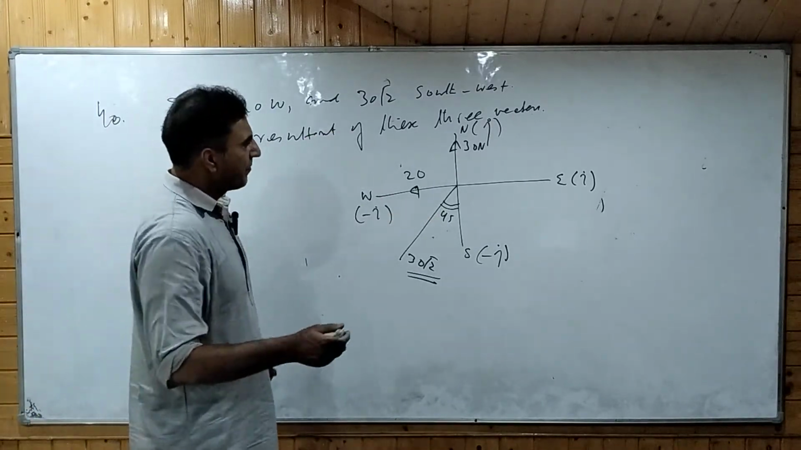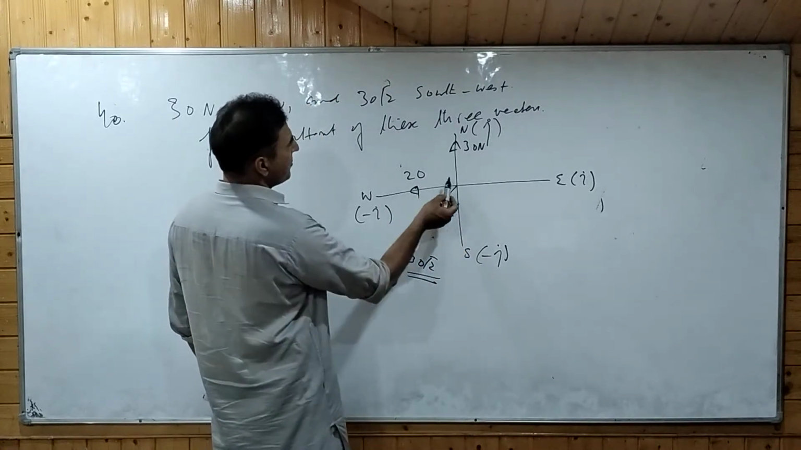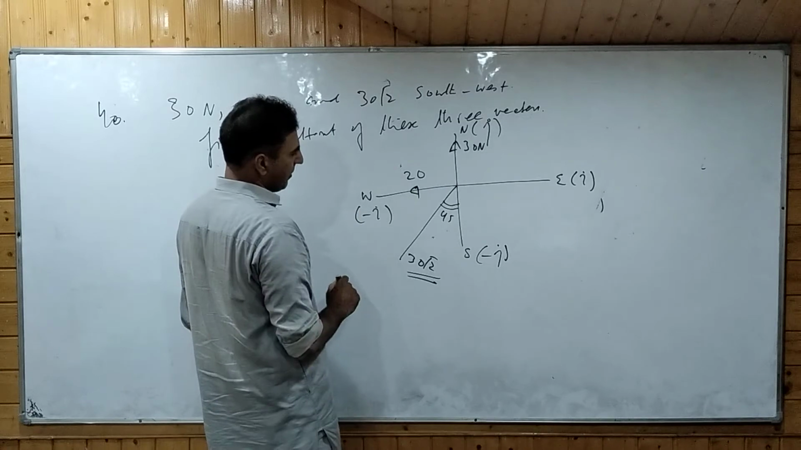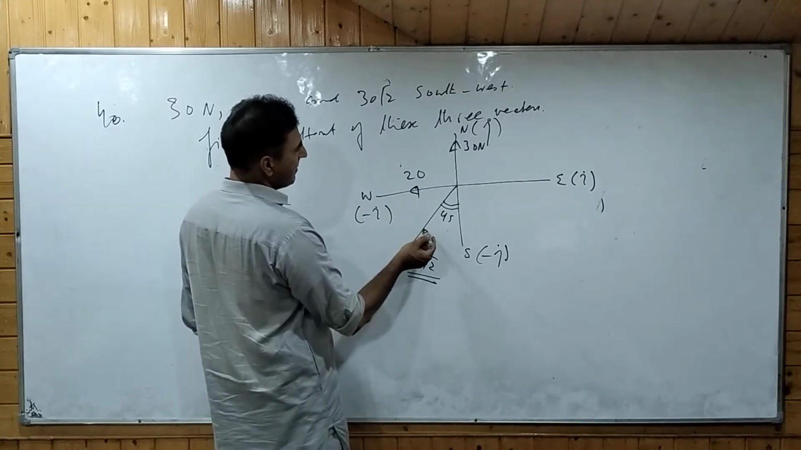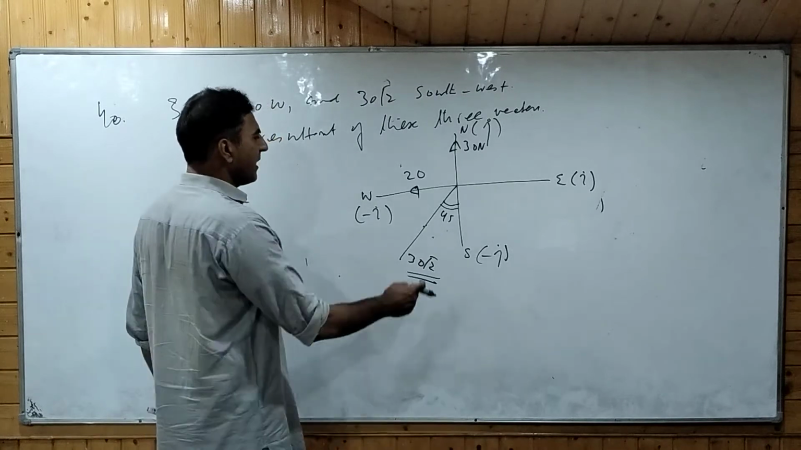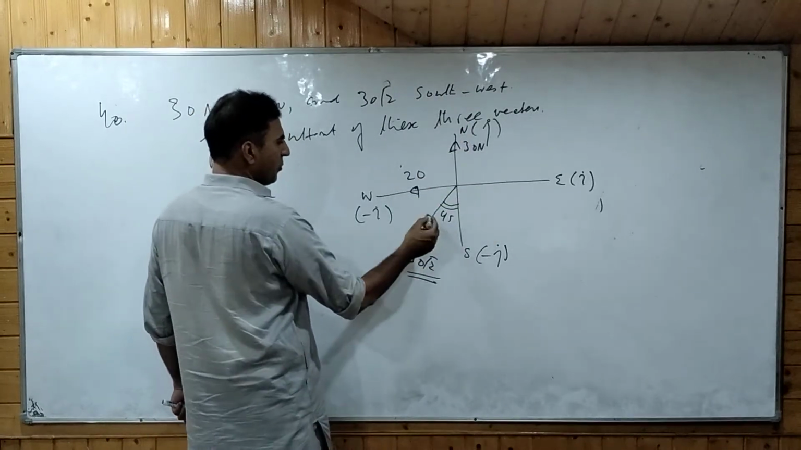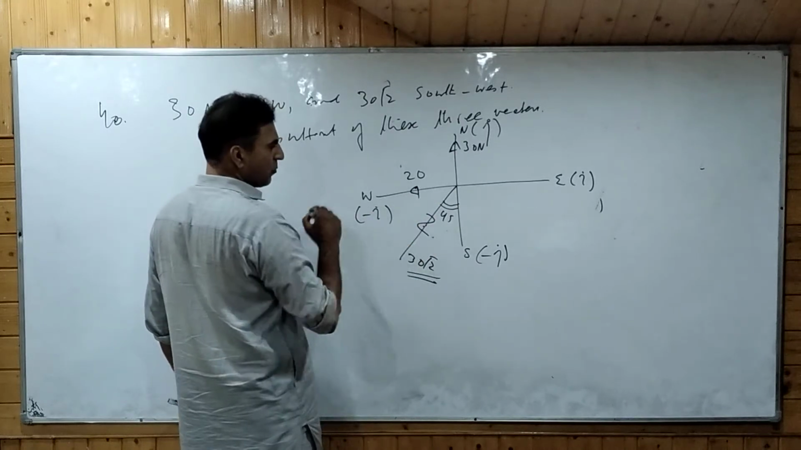Now what you do is, this is j direction, this is minus i direction. But what about this? This vector you have to resolve into two components, so that all the vectors come either in the x direction or in the y direction. So you separate this vector into two components.